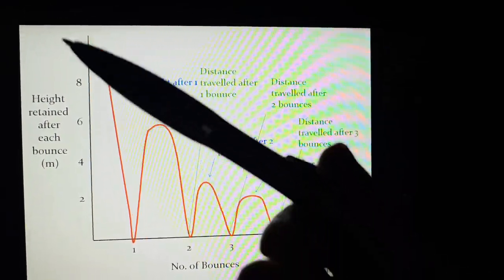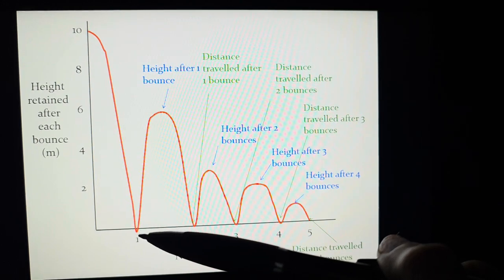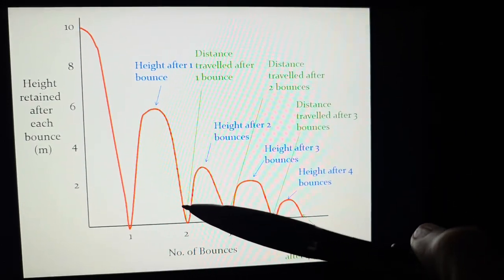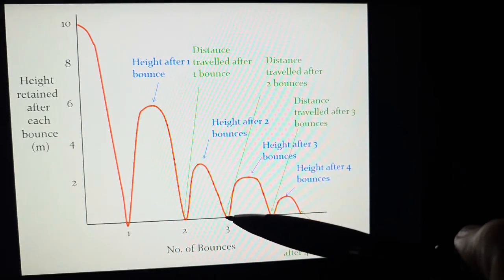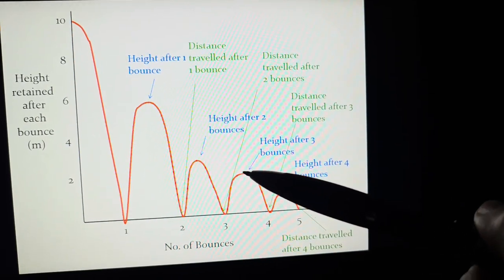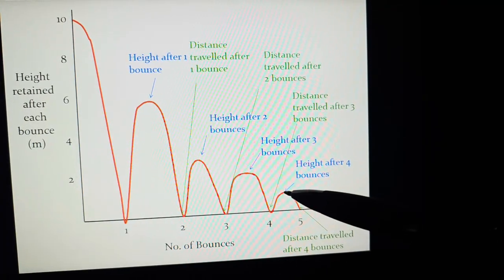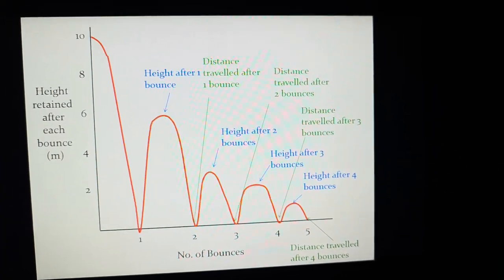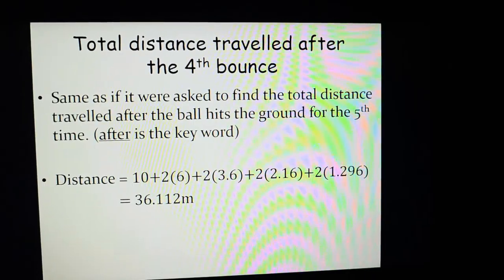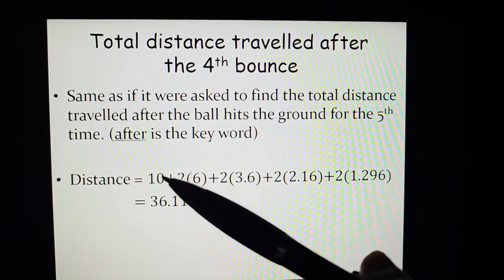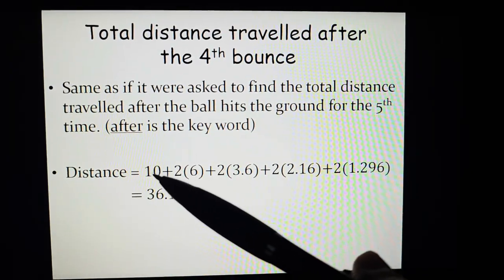So back to my graph. It'll be 10 plus 6 plus 6, plus 3.6 plus 3.6 plus 2.16, I think it was 2.16 anyway, plus another 2.16 plus whatever this one was, 1 point something. Okay, so you're just adding them together. But remember, the first one, it came down a height of 10 meters. It never went back up to 10 meters. So I'm only having 10.